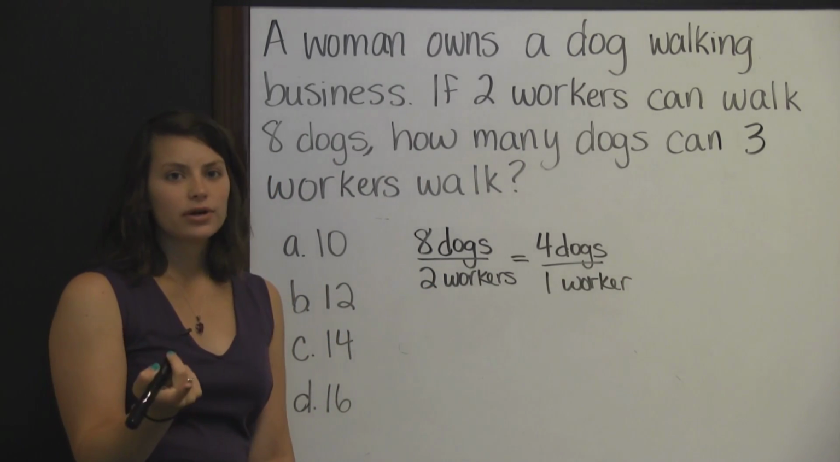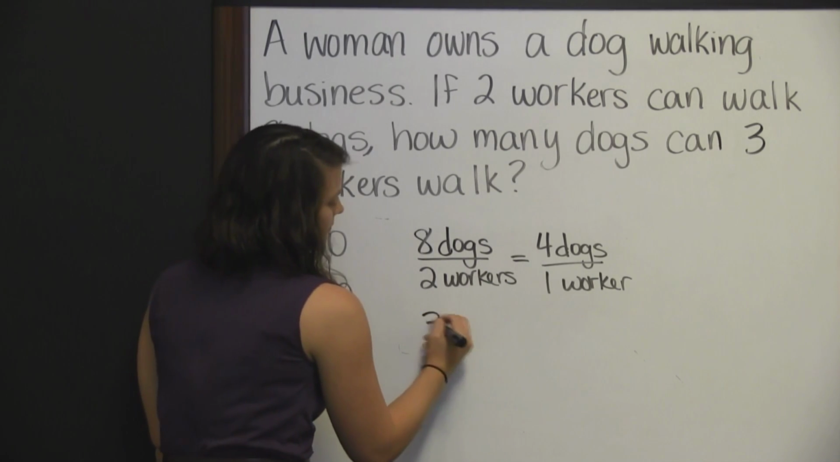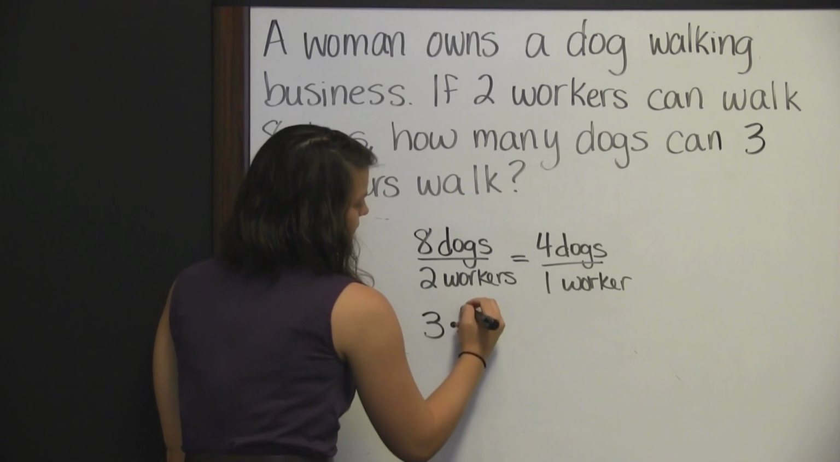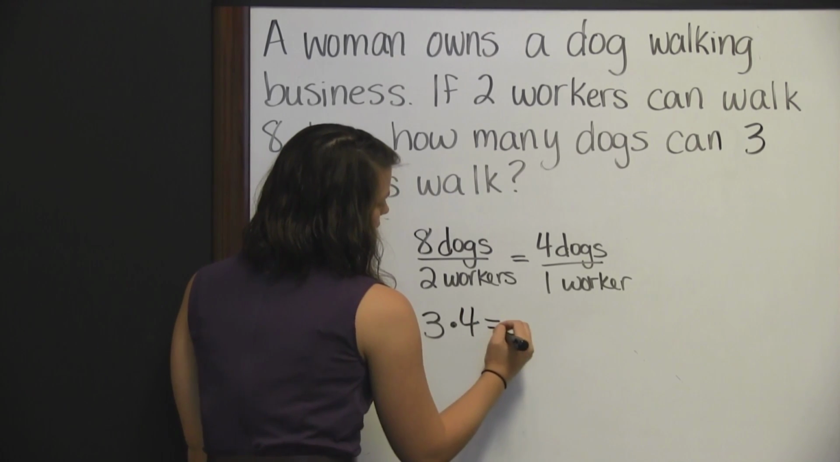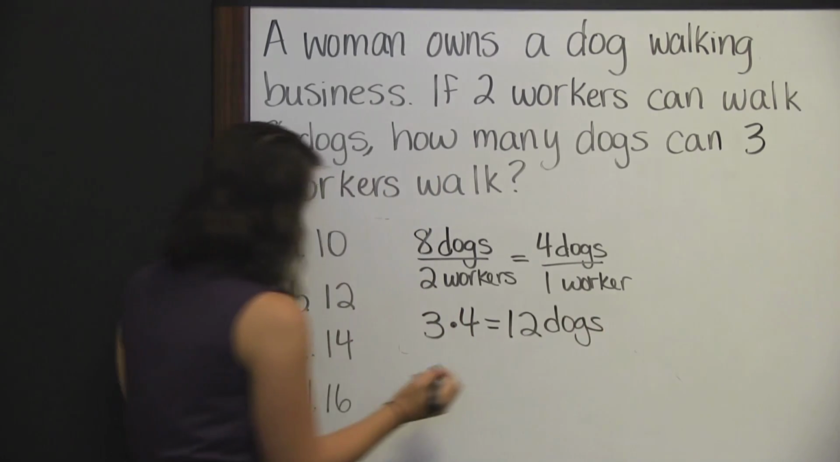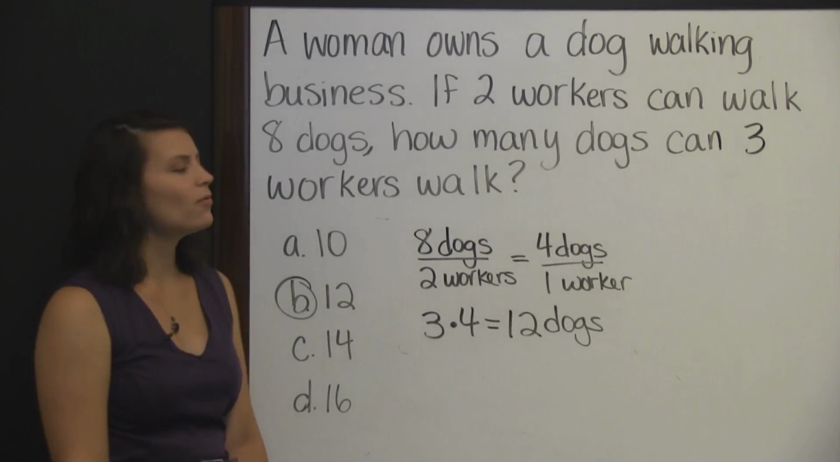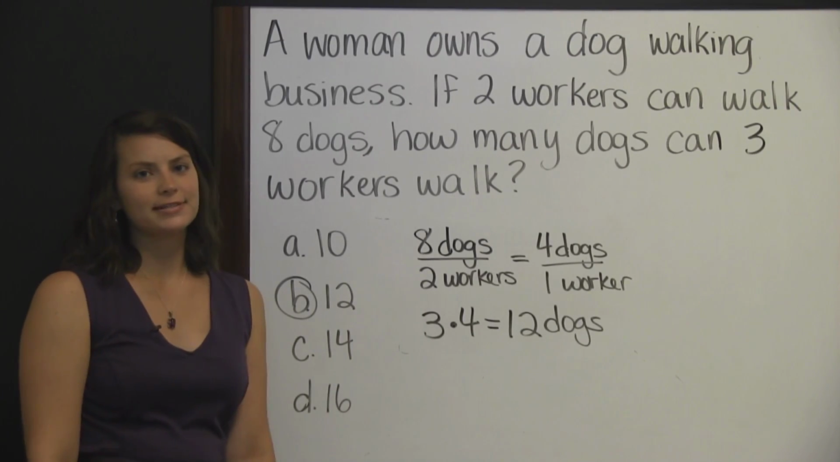So that means 1 worker can walk 4 dogs, so 3 workers times 4 dogs per worker gives us a total of 12 dogs that can be walked. So answer choice B. 12 dogs can be walked by the 3 workers.